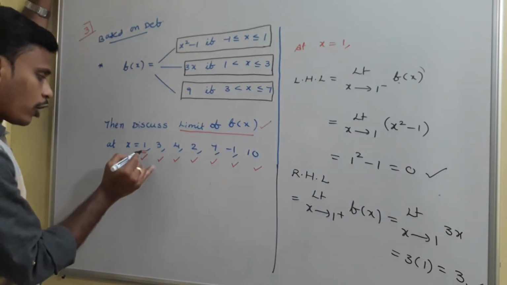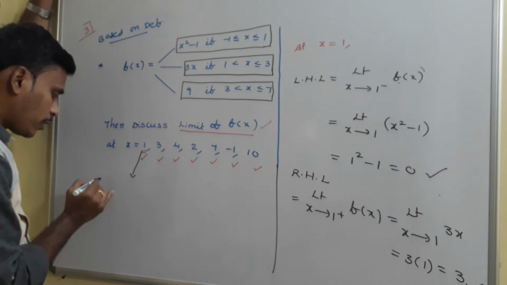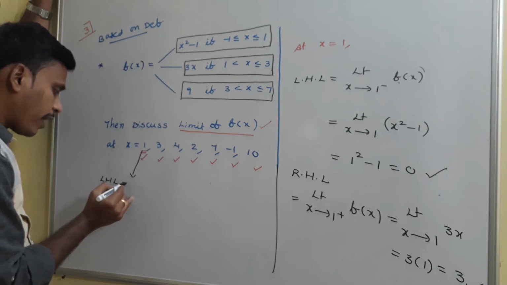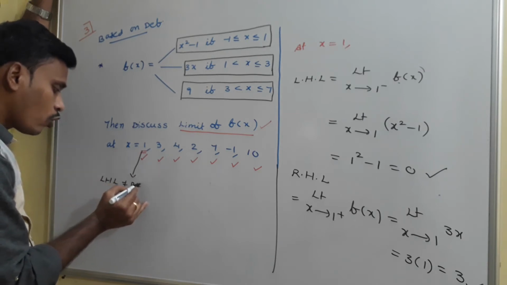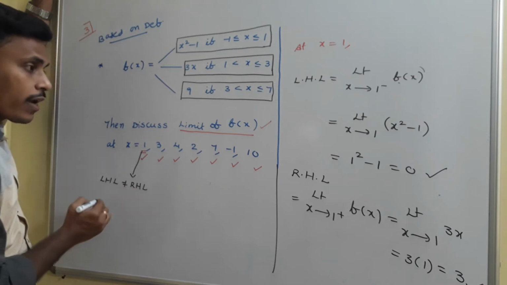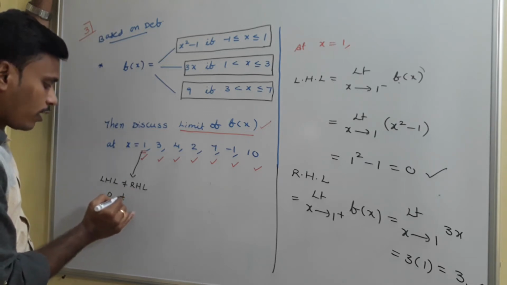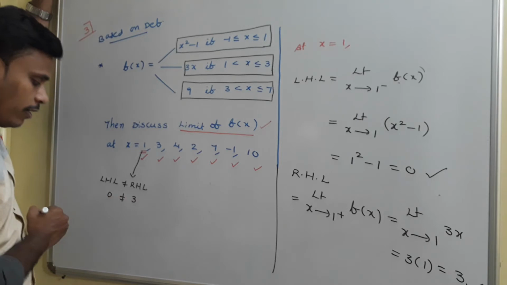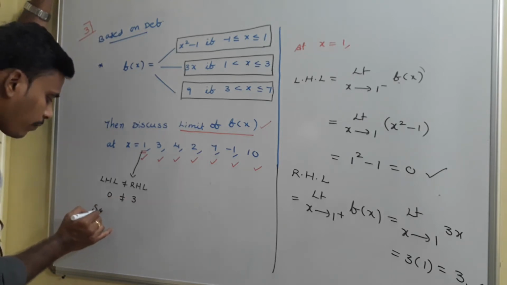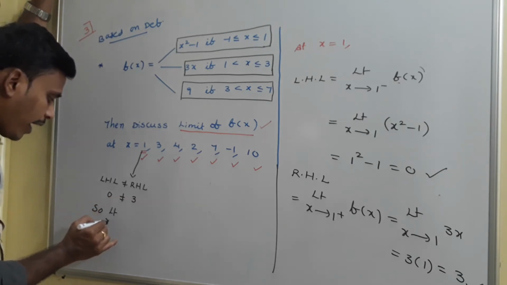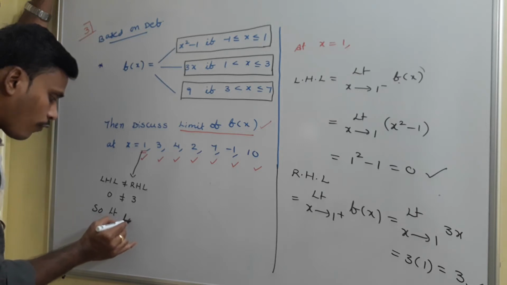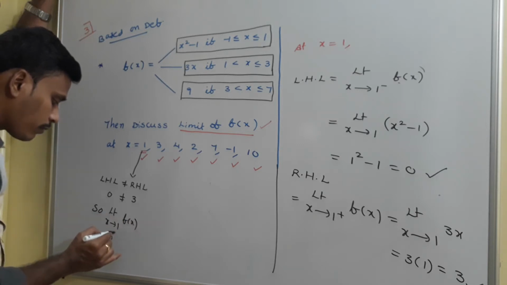Here, the left hand limit value is 0, the right hand limit value is 3. So at this particular point 1, the left hand limit is not equal to the right hand limit, because the left hand limit is 0, which is not equal to the right hand limit 3. So in this case we say that limit x tends to 1 of f of x does not exist.